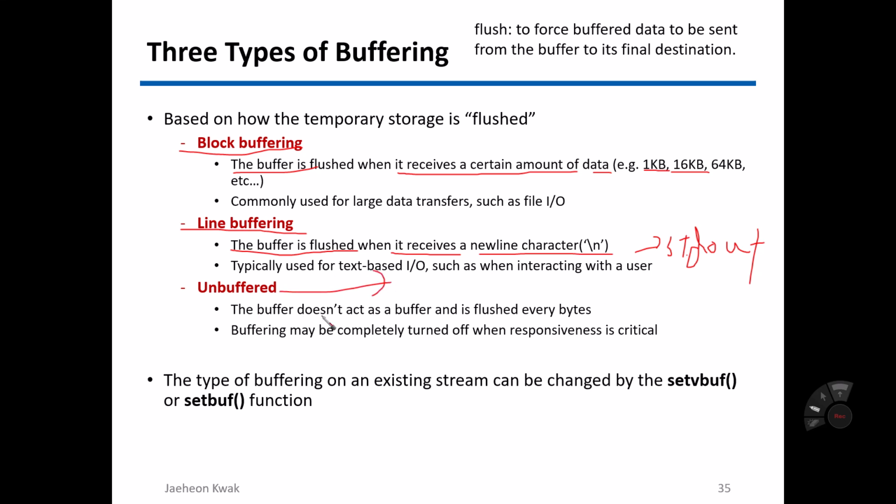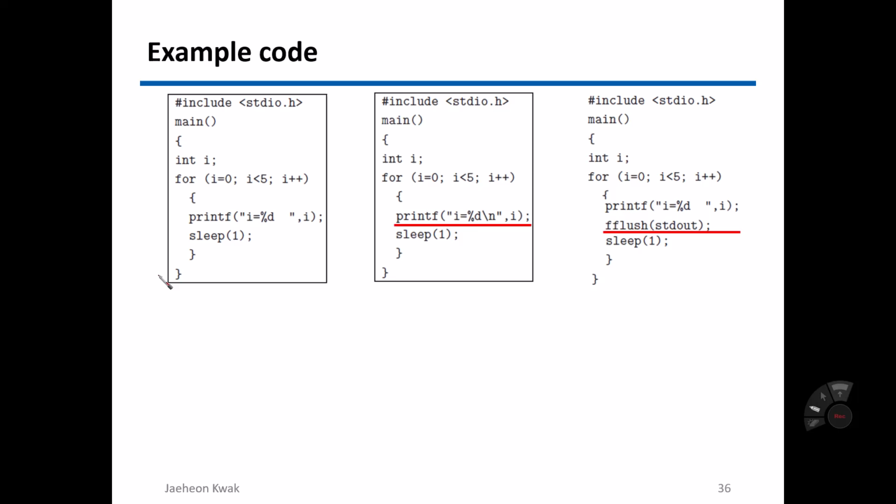And so the last type of buffering is unbuffered. So the buffer acts as if we don't have a buffer. When we receive any bytes, then the buffer will be flushed. So standard error is using this unbuffered type. Also, the type of buffering on a stream can be changed through these functions. And we will have a look at an example of this line buffering.